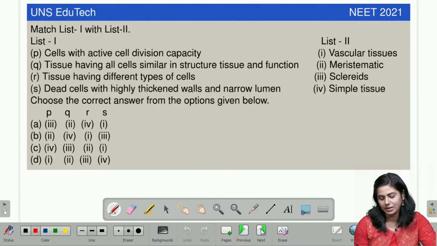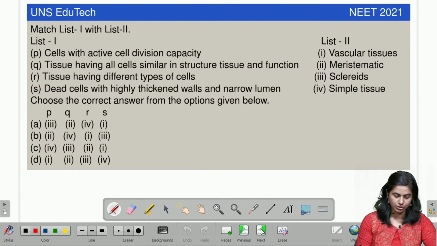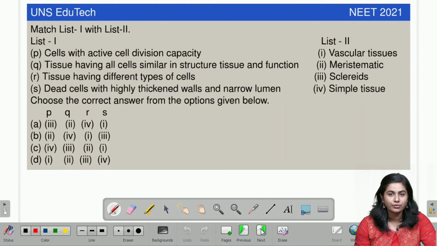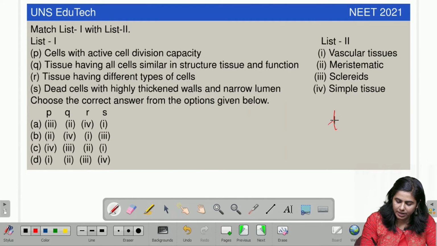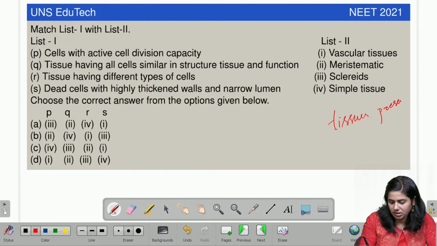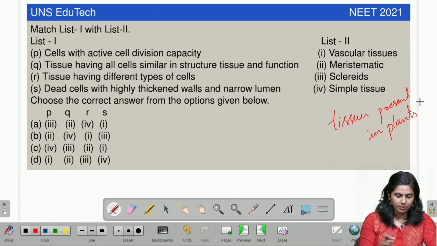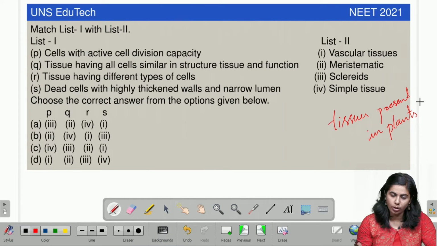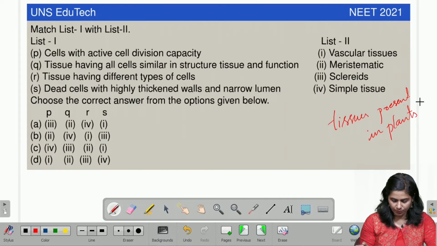And on the right hand side we can see another four options. They are vascular tissue, meristematic, sclereids and simple tissue. So what is this all about? These all are about different types of tissues present in plants, right? So as usual, we'll learn a little about each option and come to the answer.